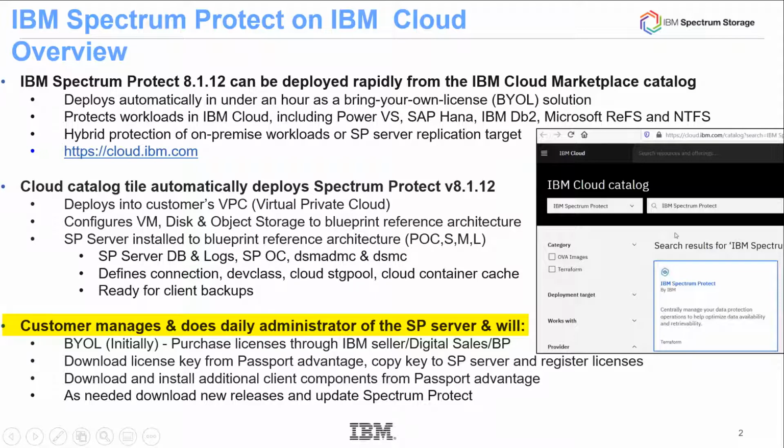This will include registering their license, which they downloaded from Passport Advantage. This solution does come with a 30-day trial, so you can install it and kick the tires for 30 days if you choose. You'll also then need to download the different client components that you want to utilize. And as new versions of Spectrum Protect server become available, obviously you'll want to install those PTFs also. Okay, with that, I'm going to turn it over to my colleague, Vered, to go through the installation.